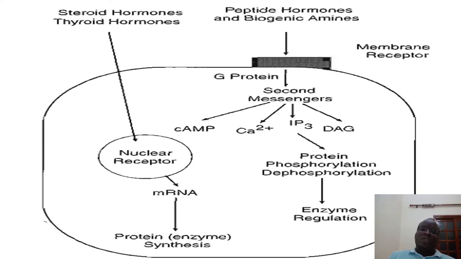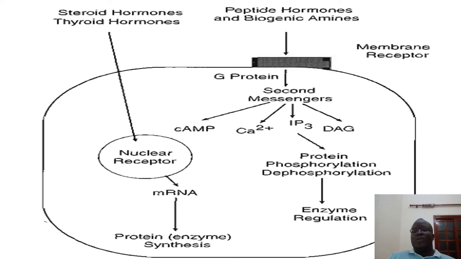Then we have the steroid hormones that are fat soluble or lipophilic. So they are able to cross a phospholipid bilayer to bind to receptors in the cytoplasm and also to receptors in the nucleus. So you have nuclear receptor that will bring about transcription, messenger RNA, then protein synthesis, and some of these proteins are enzymes that are being produced.